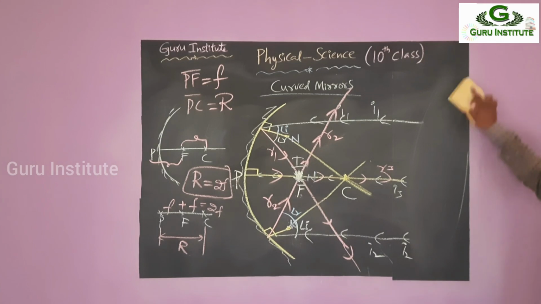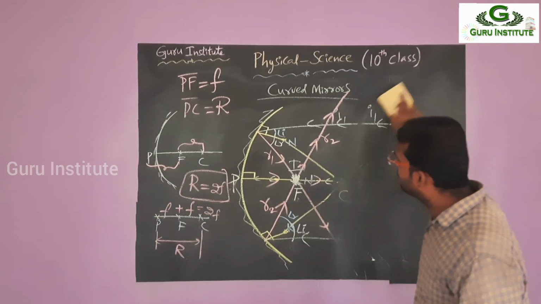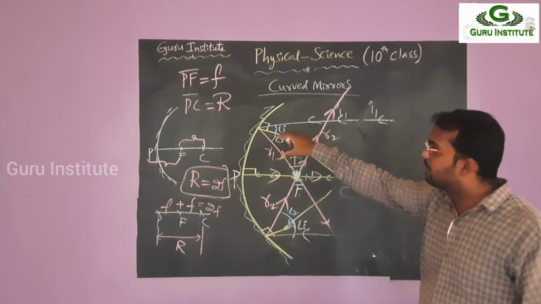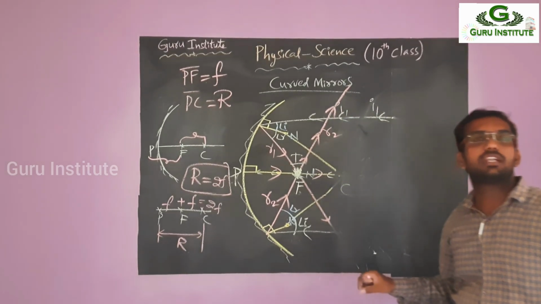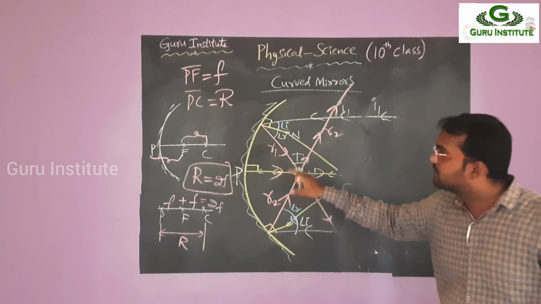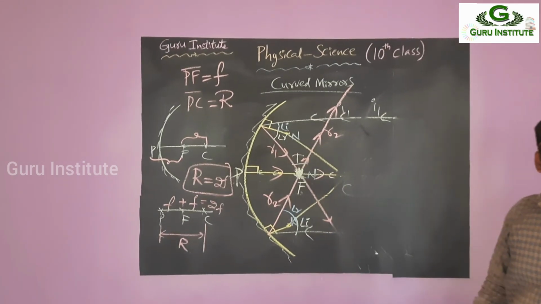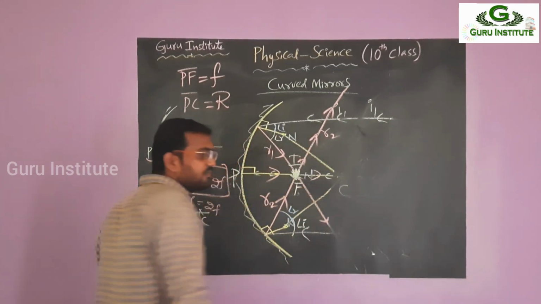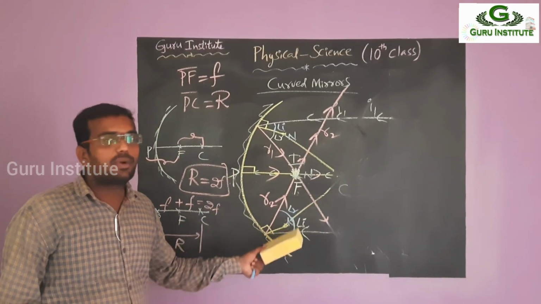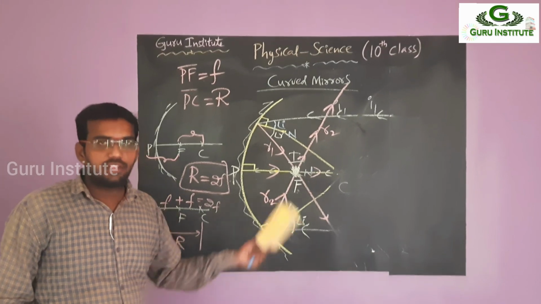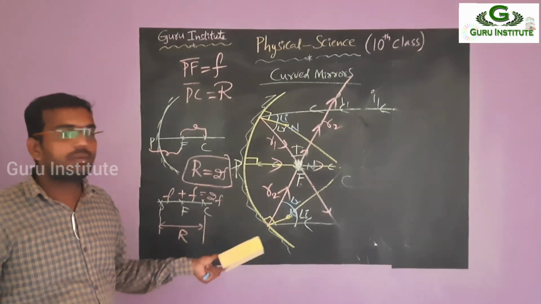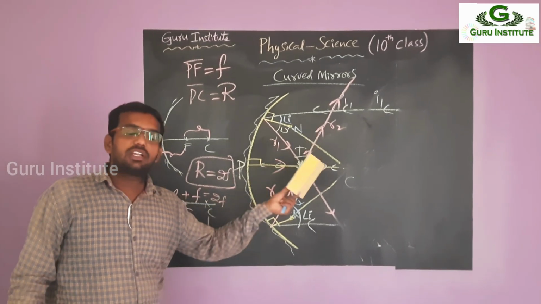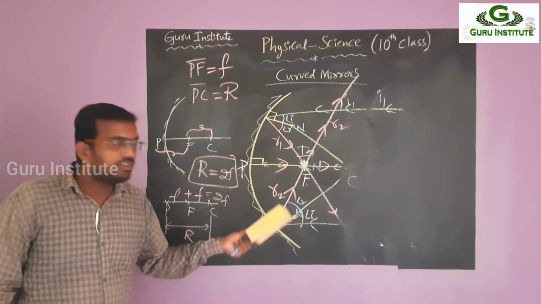Now we have to see the convex mirror. What do you observe here? In the concave mirror, after reflection, the reflected rays meet directly. Meeting directly is called converging. So the image is always formed in front of the mirror in this case. Why? Because of the focus point here. Wherever the reflected rays meet at a point, that meeting point is where the image is formed.